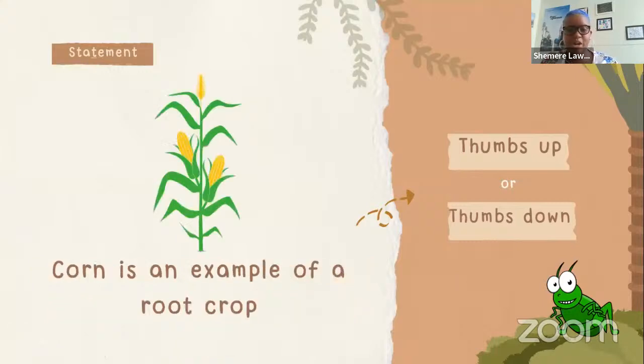All right, next one. Corn is an example of a root crop. Thumbs up or thumbs down? Thumbs up for true, thumbs down for false. 1 thumbs up. Anybody else? Not correct. Corn is not a root crop. Root crops would be like potato, carrots, beetroot. So thumbs down would have been the correct answer.